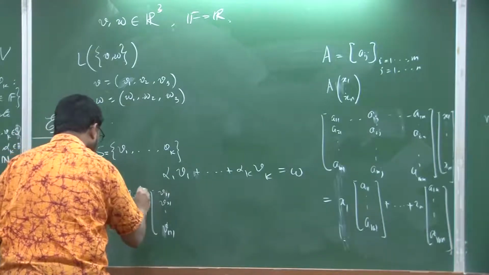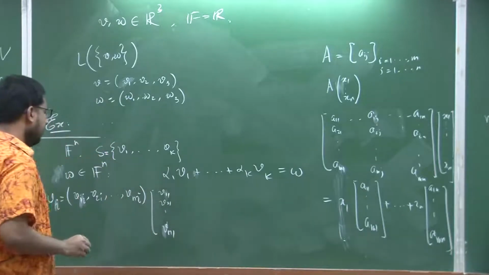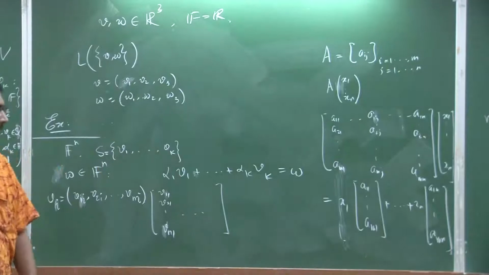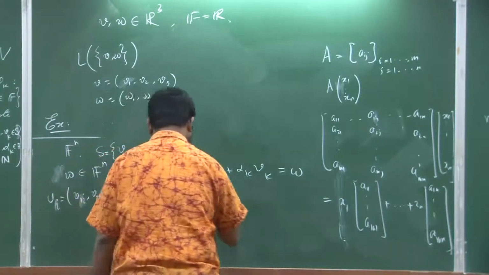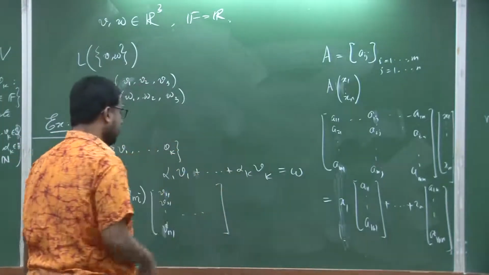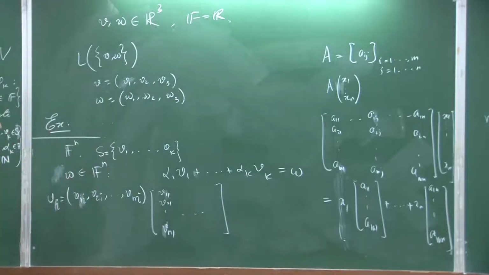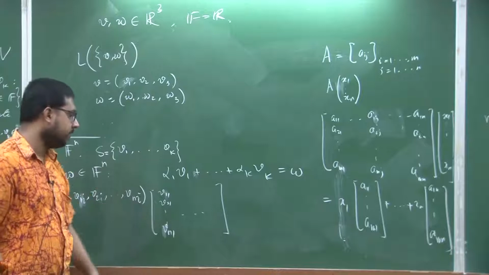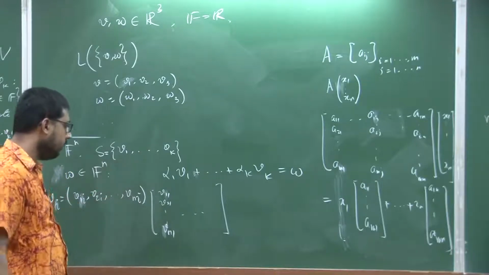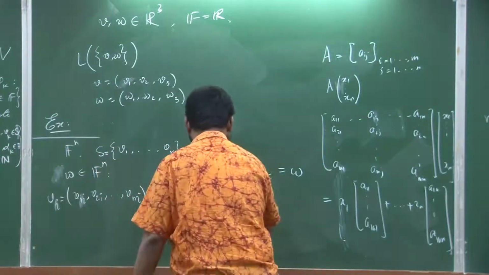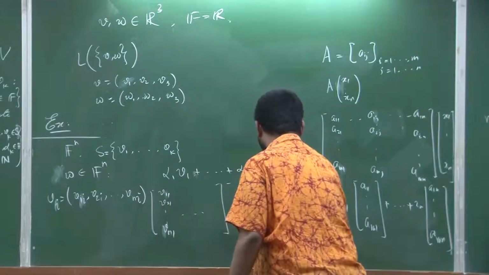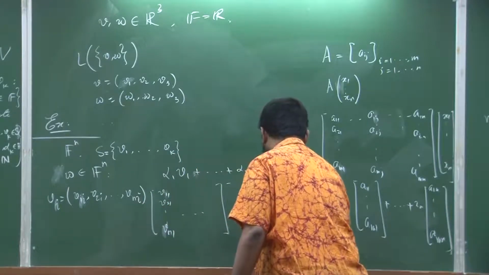V1i, V2i, Vni. So, these are vectors along the columns of a matrix. Okay. So, we will form a matrix whose ith column will be the vector Vi. Okay. Now, let the entries of W be W1 up to Wn.